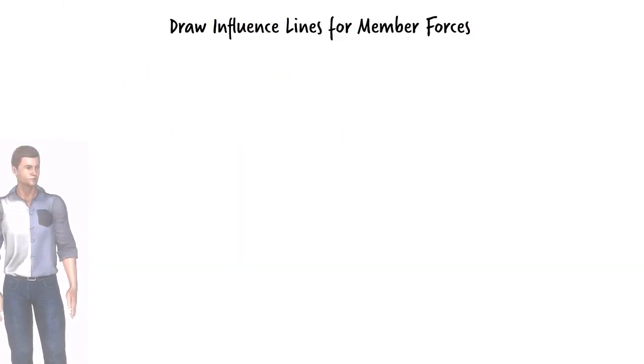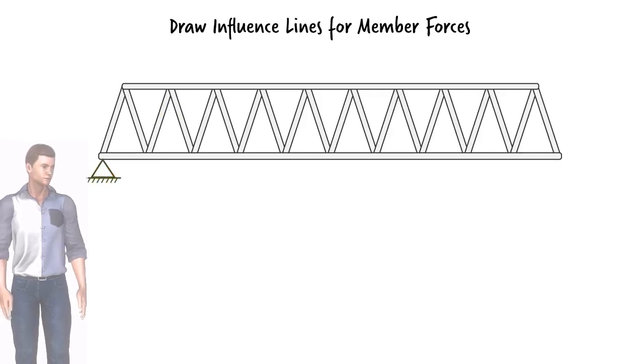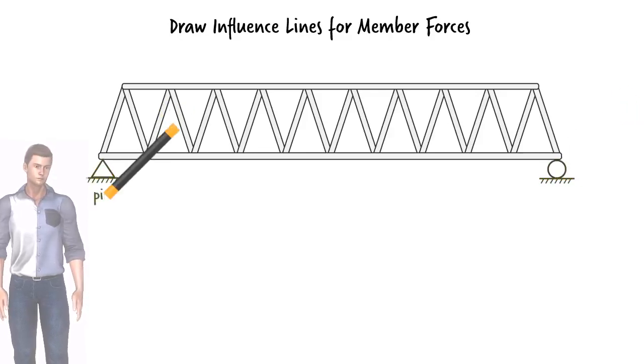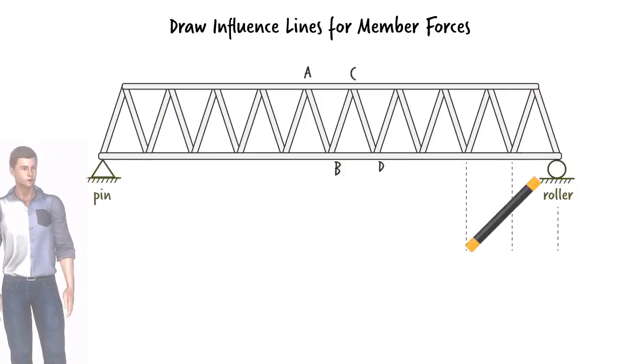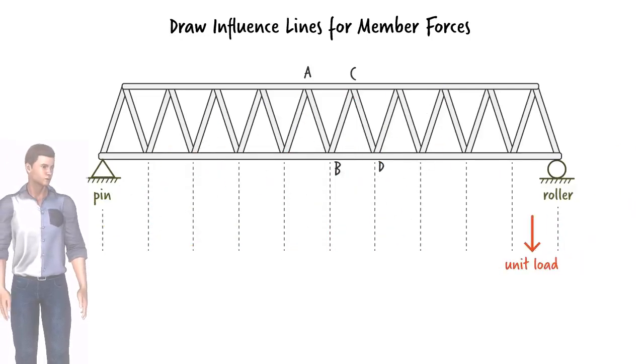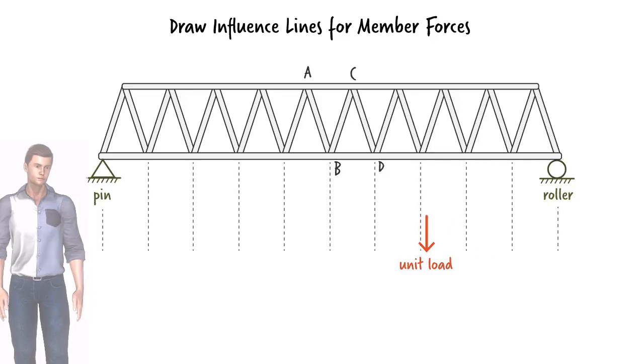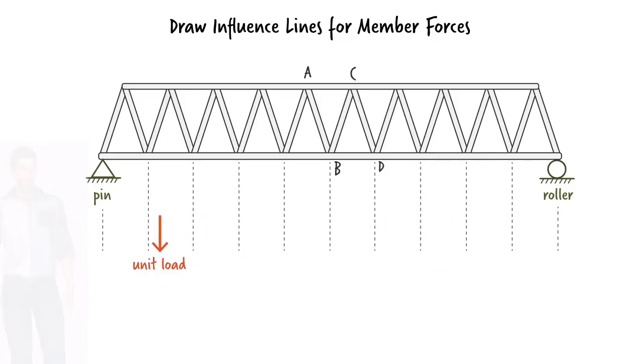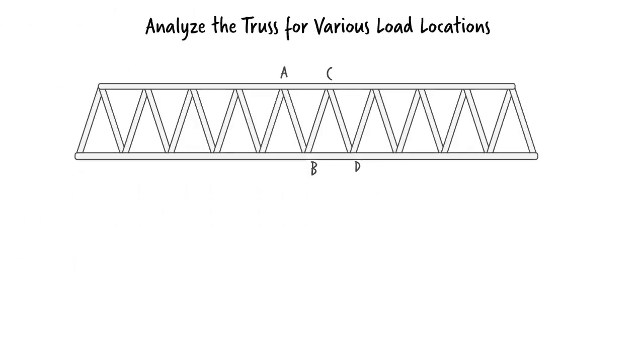In order to determine the maximum axial force in each of the three members, we start by drawing their influence lines. This involves placing a unit load at each of the joints along the bottom chord of the truss where the railroad track rests, then calculating the axial force in each member due to that load. When the unit load is placed at the first inner joint from the right end of the truss, we end up with these support reactions.